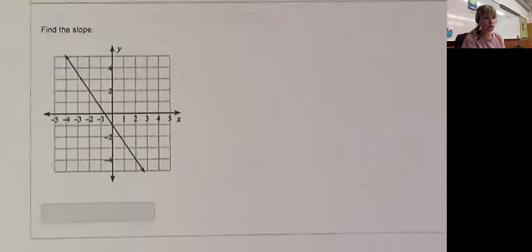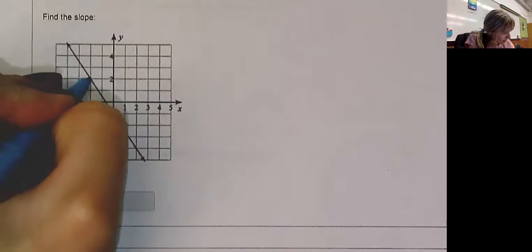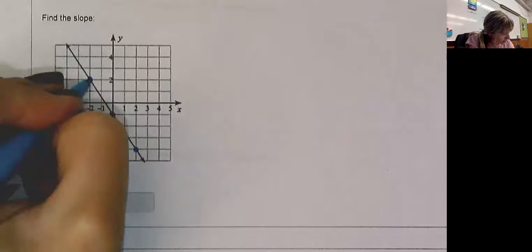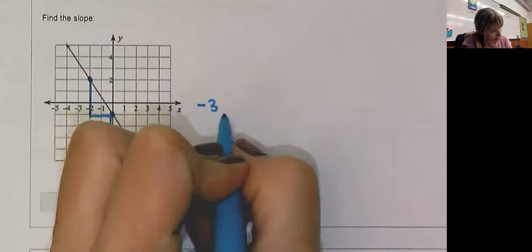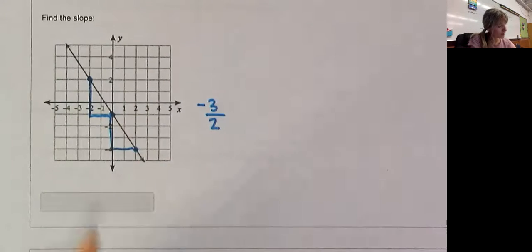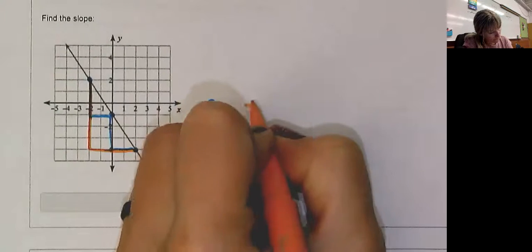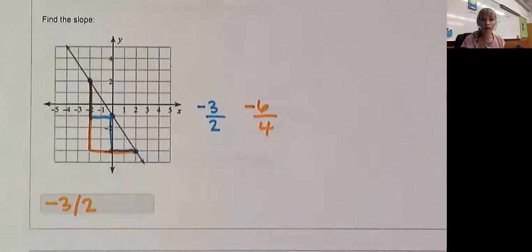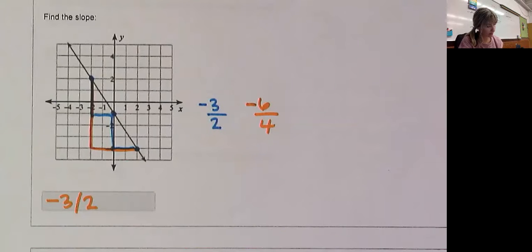Question number 4, one more, find the slope from the graph. I'm going to follow this along. There's a corner, there's a corner, there's a corner. So I can either go down 3 over 2, down 3 over 2 with the smaller triangles, or of course I could get a bigger triangle that goes down 6 over 4. But pick the simplified one. Always type in the simplified one. Whether you do the bigger triangles or the little triangles, you should be typing in the simplified slope.